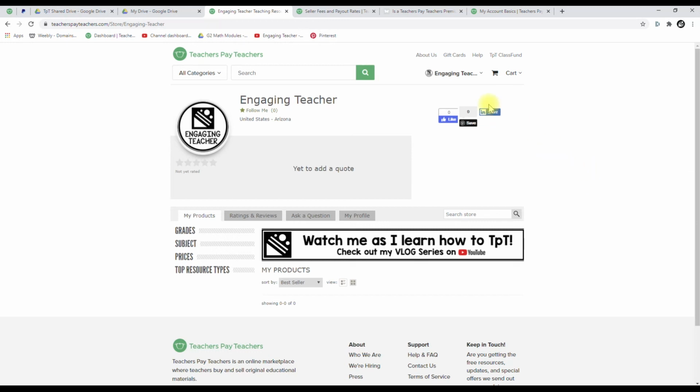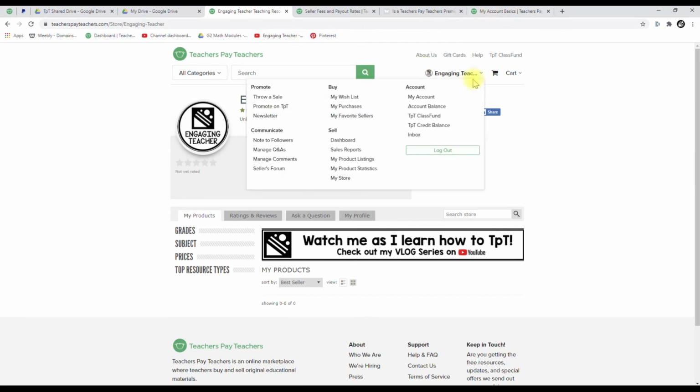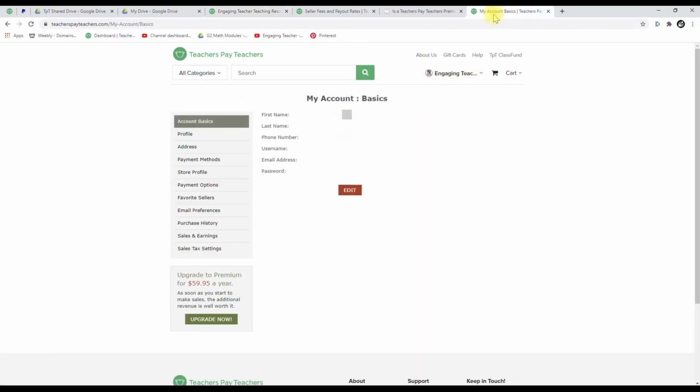So where I have found it is if you go into here, up at the top, and you go to My Account. Along the side, there's a bunch of good information, but right down here, if you haven't upgraded, it actually says upgrade. And then it says as soon as you start to make the sales, the additional revenue is well worth it, which I agree. Okay. So are you ready? I'm ready. Let's do it. So let's upgrade now.